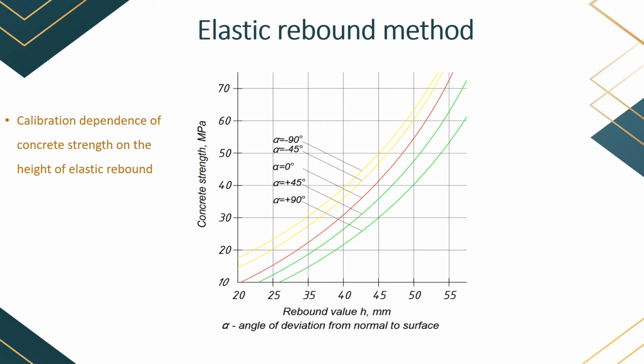When constructing the dependencies, corrections for the position of a device are taken into account, since its deviations from normal to the surface of the structure affect the rebound velocity. A distinctive feature of the impact pulse method lies in the way of determining a relationship between the pulse and the strength of the material that is subject to mechanical impact.